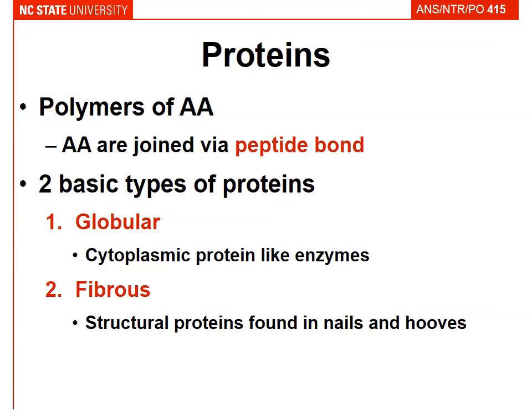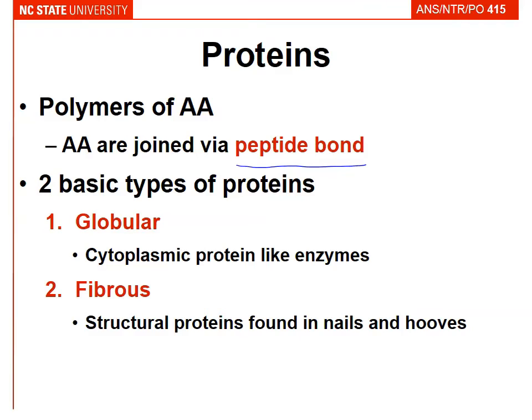So now we're going to switch gears a little bit and talk about proteins and their general structures. We talked about amino acids, what's essential and non-essential, some of the conditionally essential ones. Now we're going to get back to overall proteins. What are proteins? We have different structures of proteins. Our proteins are polymers of amino acids, and they are joined via peptide bonds.